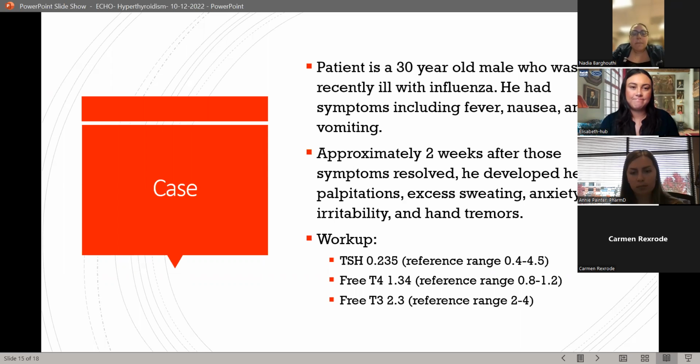His TSH is a little bit low. His free T4 is a little bit high, and his free T3 is normal.